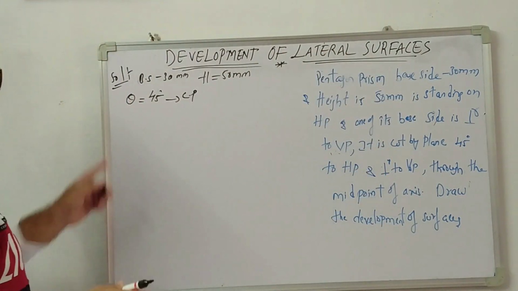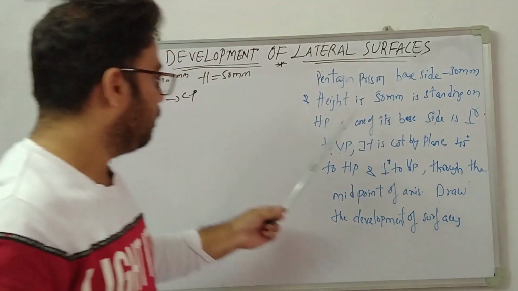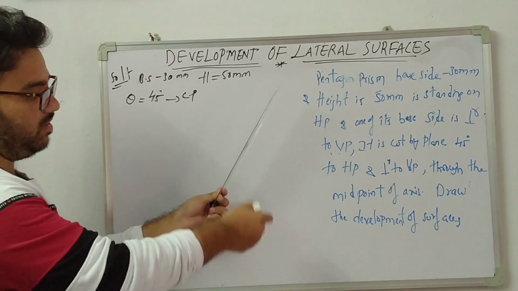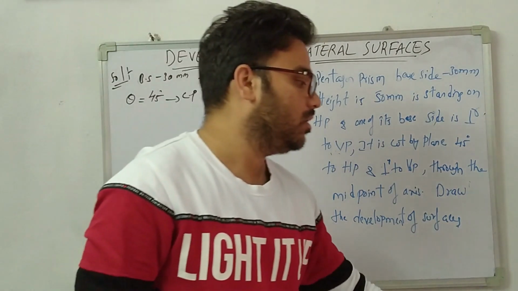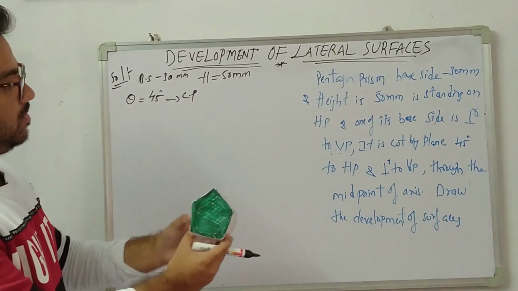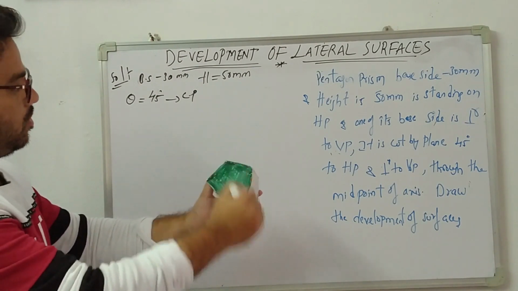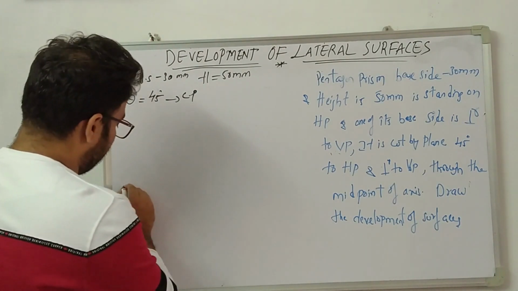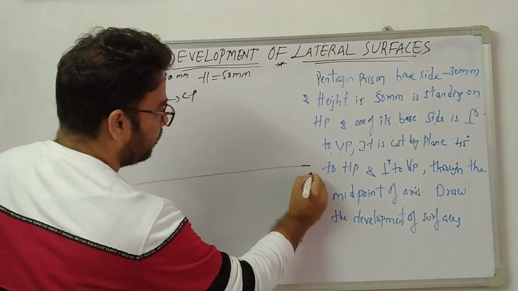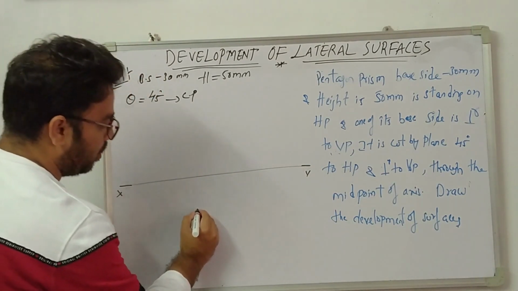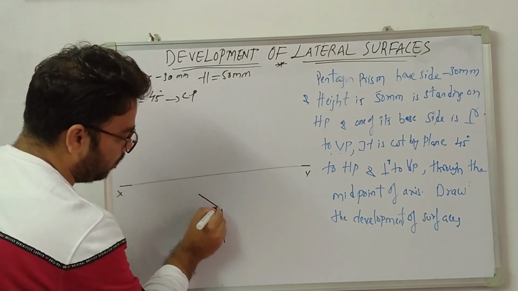So the cutting plane is 45 degrees, this is a cutting plane. The cutting plane is inclined with the HP and perpendicular to the VP, the condition is given. So this is the actual shape we are going to draw. So draw the reference line, now draw the pentagon shape, sorry, pentagon not hexagon.